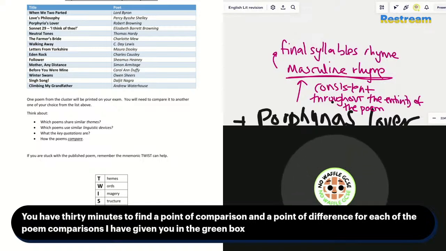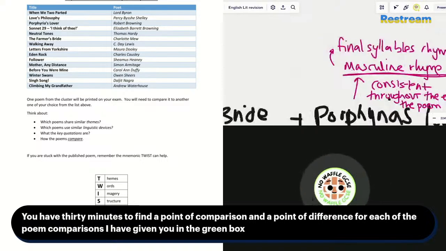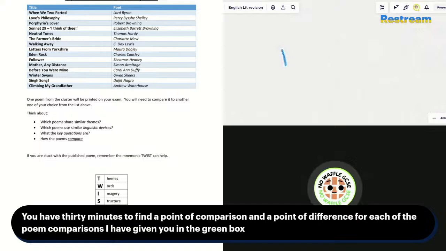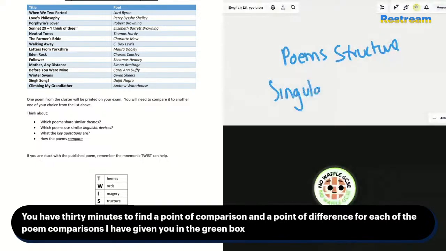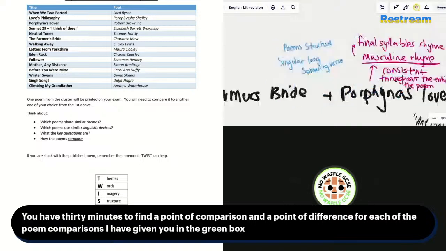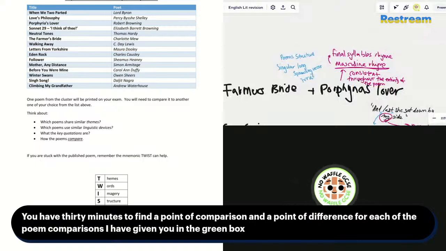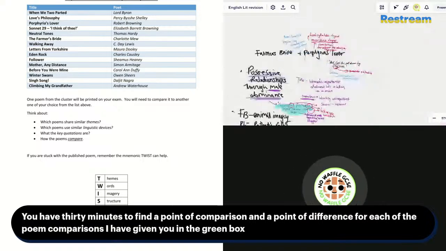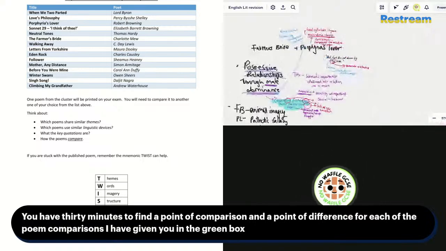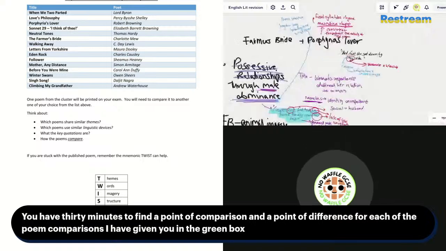However, the long and sprawling verse structure just highlights how the speaker is irrational, because the entire poem's structure is a long sprawling verse, which just displays the irrational nature, linking it back to the male dominance and how that is an irrational idea as well. So remember, it's important to integrate comparisons, so don't just speak about Farmer's Bride in a paragraph and then Porphyria's Lover. Try to mix up a little bit.